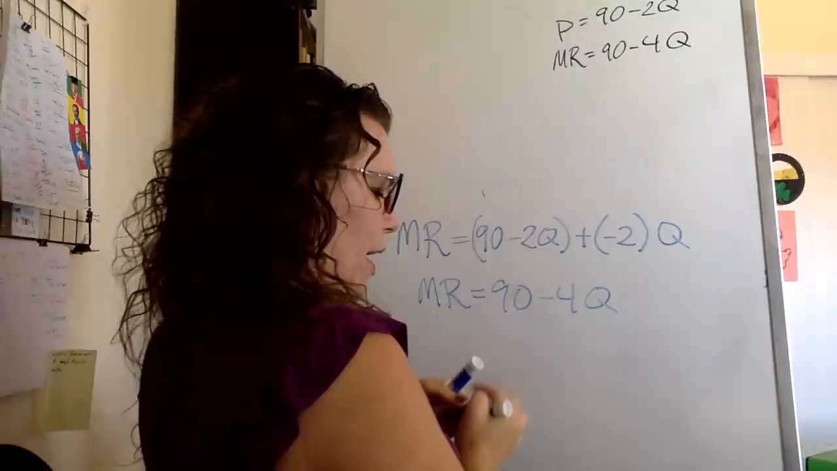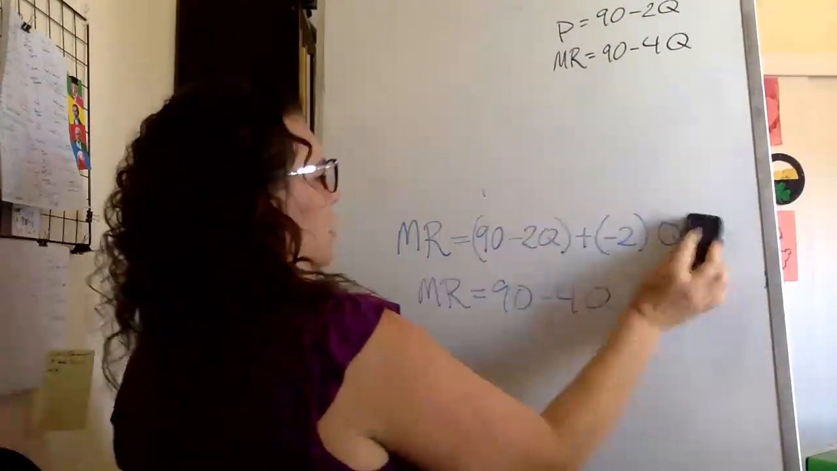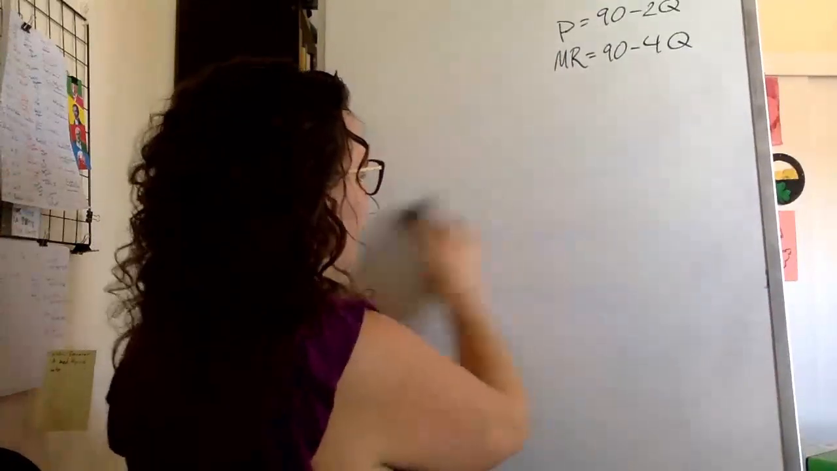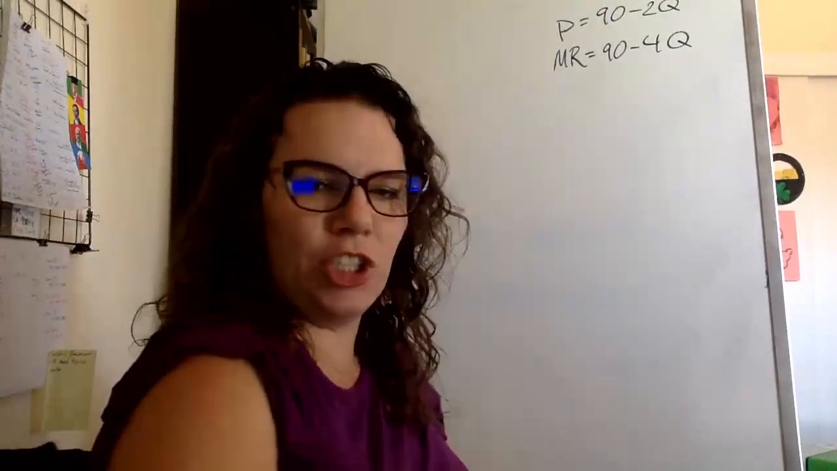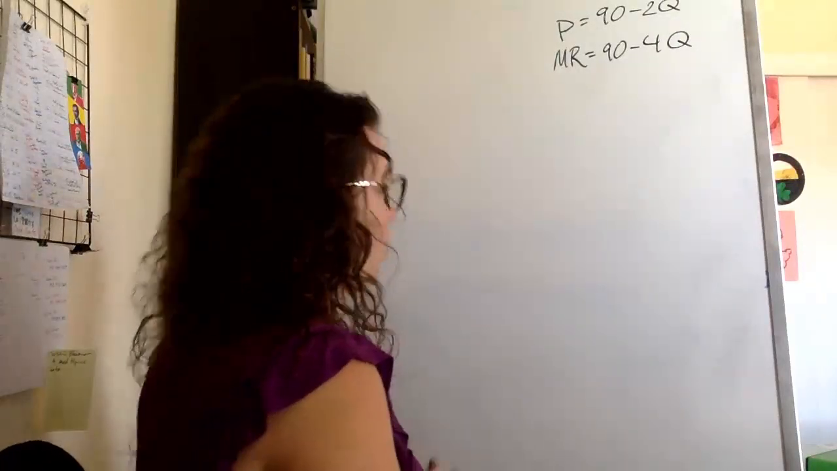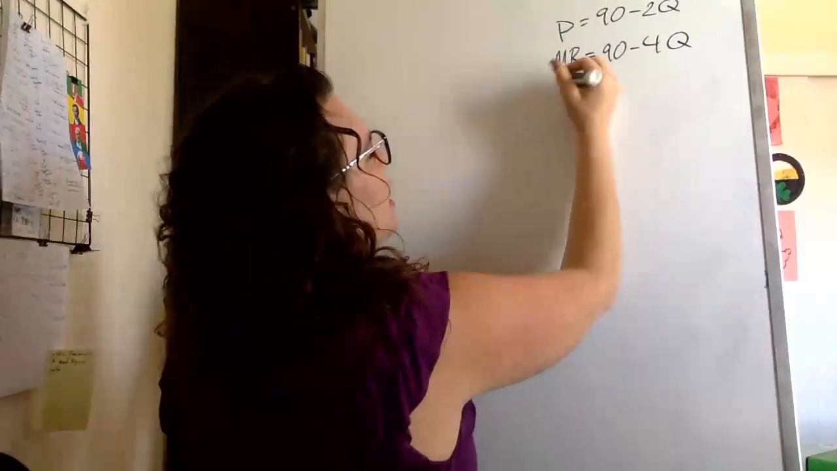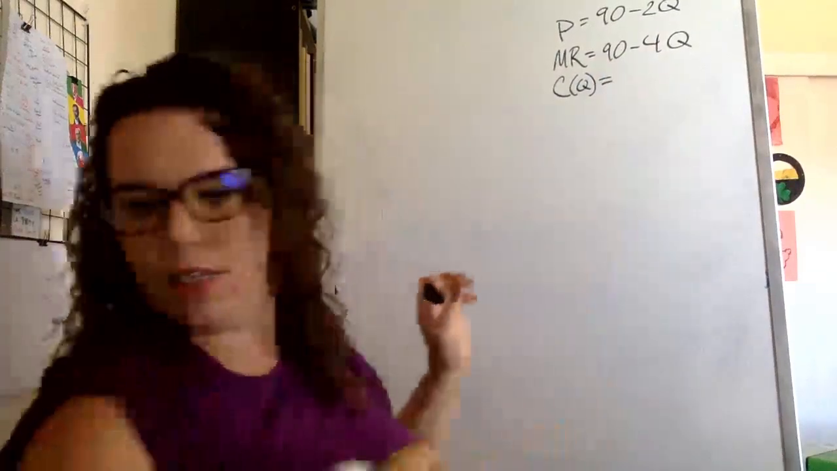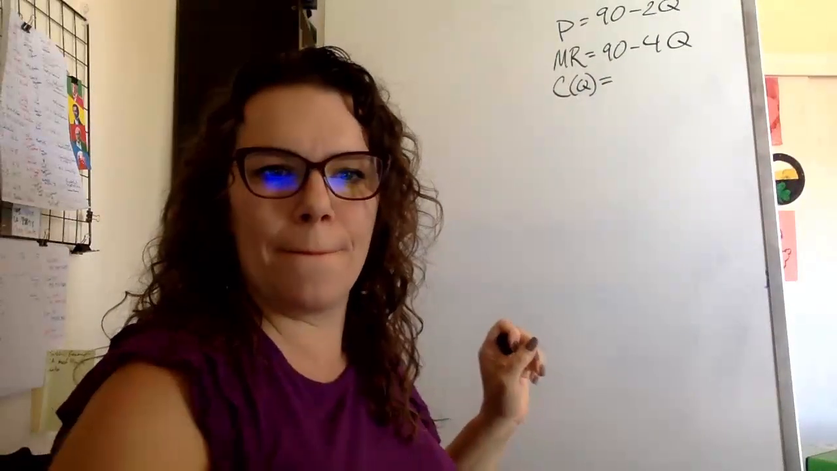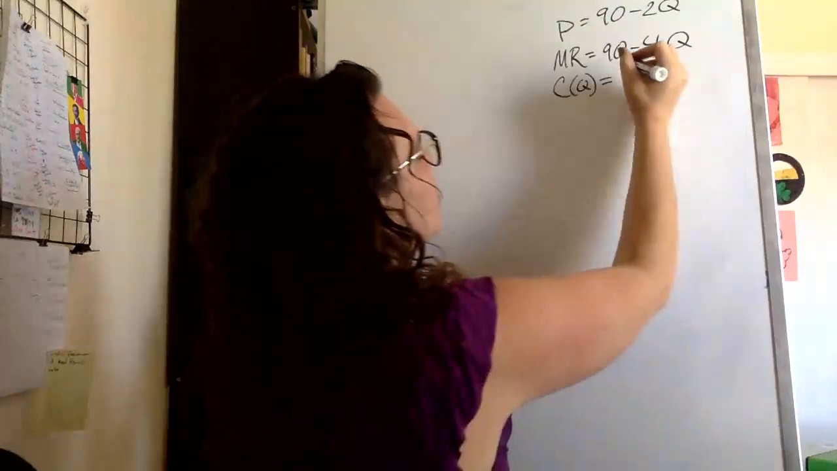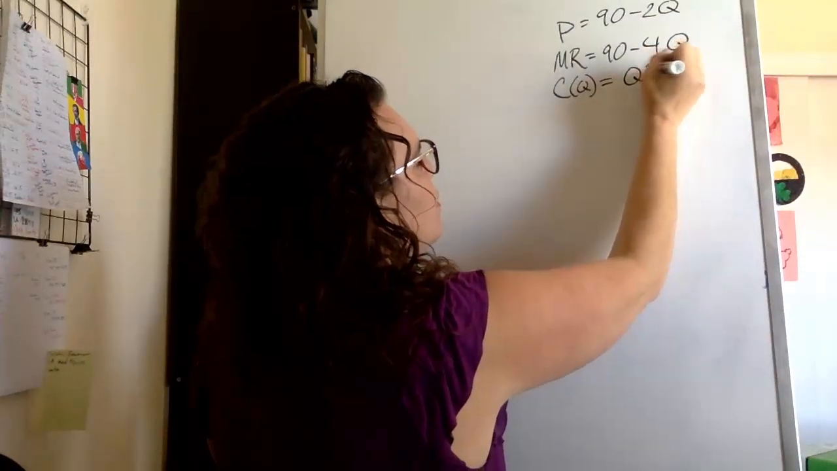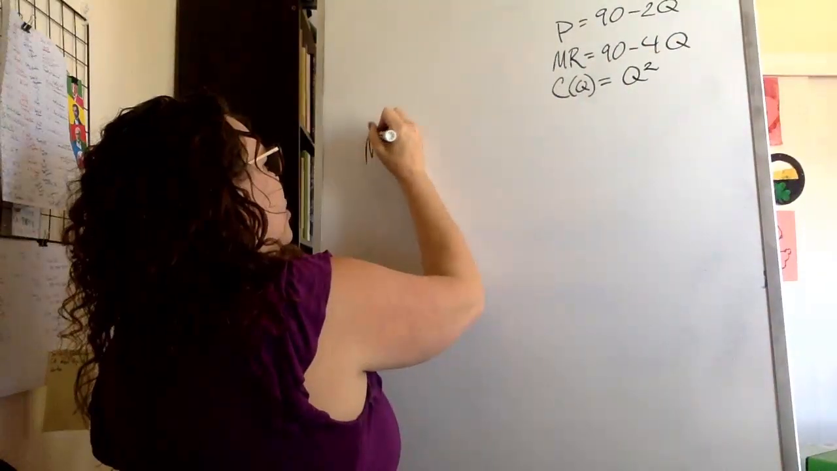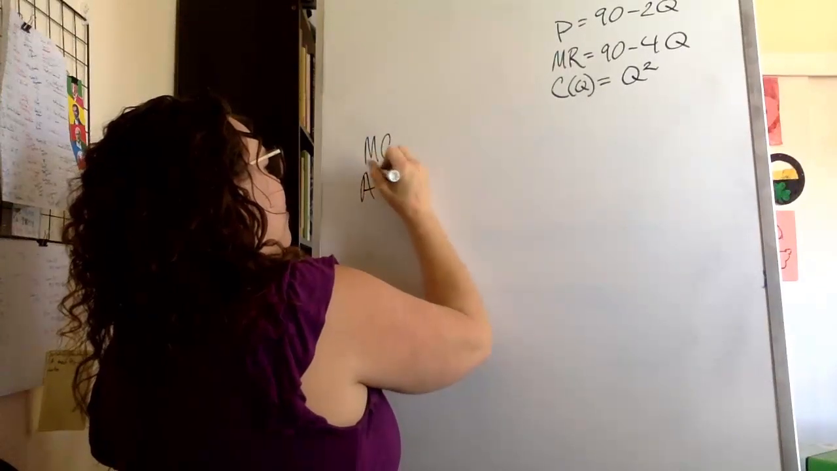And then the next thing we have is the cost function. And this is not something we've learned in class, but I'm going to show you how to find the marginal cost function too. So we're given the cost function, which is that cost as a function of the quantity is equal to Q squared. So we want to use that to find marginal cost and average cost.